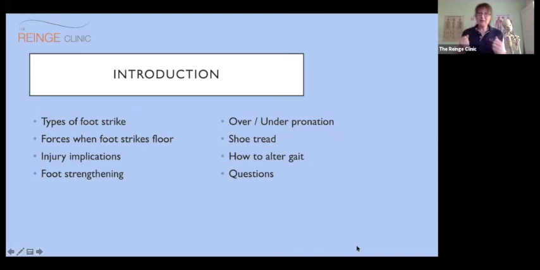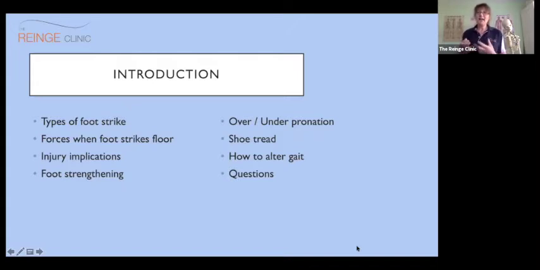So we'll just have a little 2-minute pause. You can grab yourselves a drink of water. And Ian's going to have a look at under and over pronation, which are two things that come up in running all the time. I'm going to explain what they are so that you understand. And again, talk about injuries that can occur if you under or over pronate.